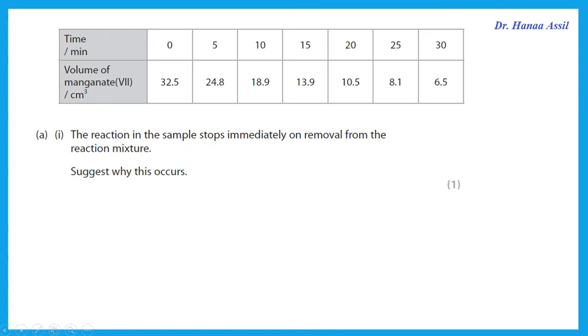stops immediately on removal from the reaction mixture. Remember that the hydrogen peroxide needs the manganese dioxide in order to react. So once we remove the sample, the manganese dioxide is a solid, so the solution no longer has the catalyst, so the reaction stops.